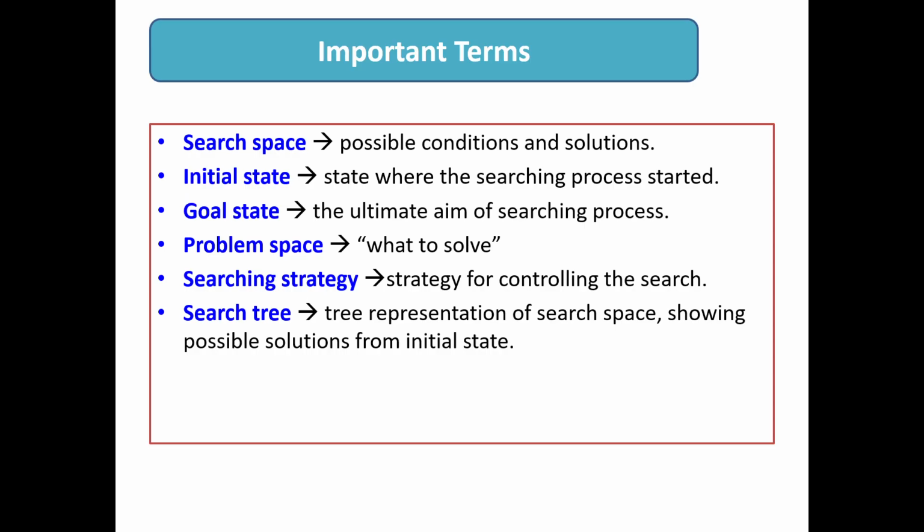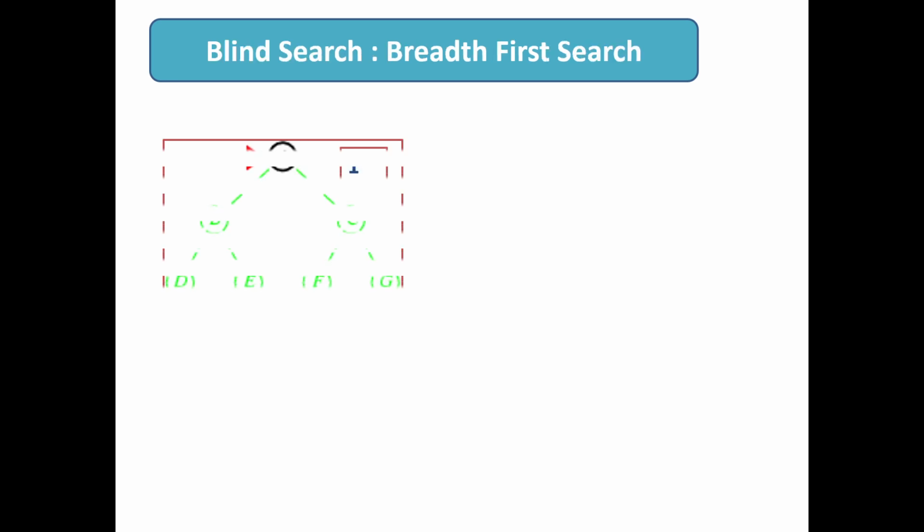The important terms to know about the search algorithms: the search space, with some possible conditions and solutions we are moving. Initial state, goal state, problem space, that is what to solve. Searching strategy, search tree. These are various terms we should know about this.